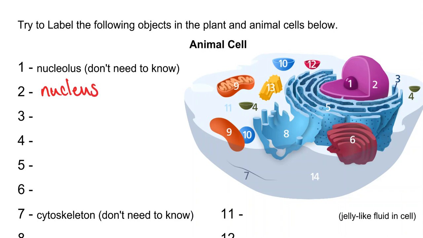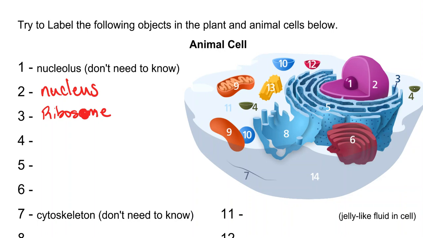Okay? So remember, that is the part of the cell that is giving out the instructions because it contains the DNA, the instructions that make this cell do what it needs to do. Let's keep going. Number 3 is pointing at this little itty bitty dot on this membrane-bound thing that wraps around the nucleus. So that dot there is a ribosome.